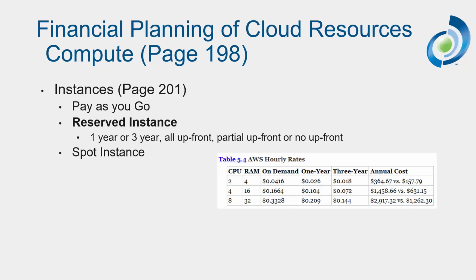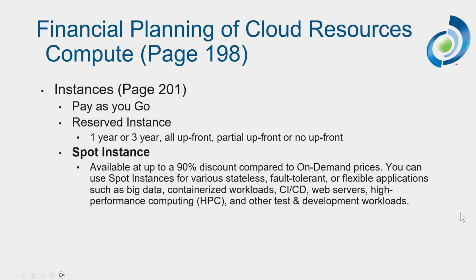All right, and then here we're talking about our reserved instances. So it's a 1 year or 3 year, all up front, partial up front, or no upfront. And then there we have our spot instances. But like I said, it's really 92%, but it's available at a 90% discount compared to on-demand prices.